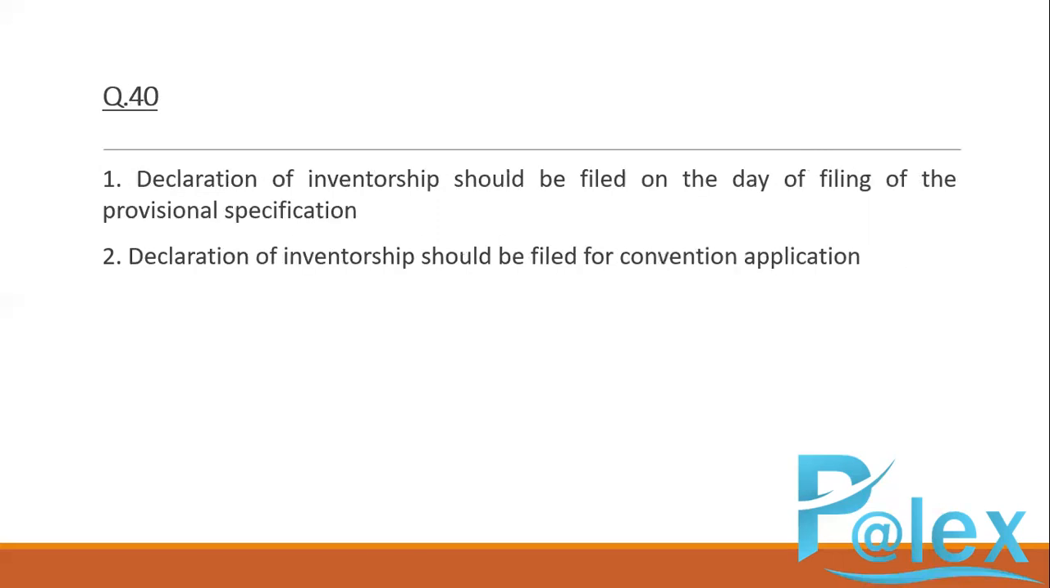Declaration of inventorship should be filed on the day of filing of the specification and provisional specification, and declaration of inventorship should be filed for convention application. Now these are two separate statements. Statement 1 is false. For provisional, declaration of inventorship is not required. You can file the declaration of inventorship, but for a complete application, any kind of complete application, it is mandatory. So be it a convention application, complete application, or a national phase application, it is mandatory. So this is question number 40.